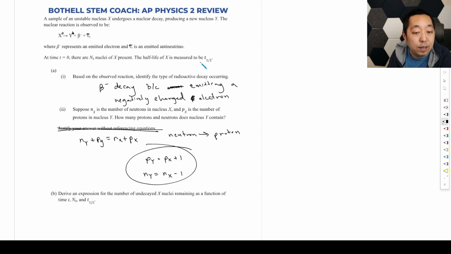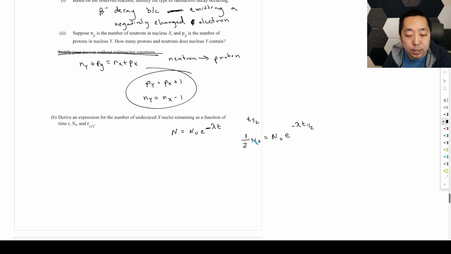So we have the half-life here. Remember our equation is N equals N0 e to the negative lambda t, right? With T 1/2, we know that we have 1/2 N0 equal to N0 e to the negative lambda times T 1/2. You can derive an expression for what that lambda is going to be, because we can't use lambda here.